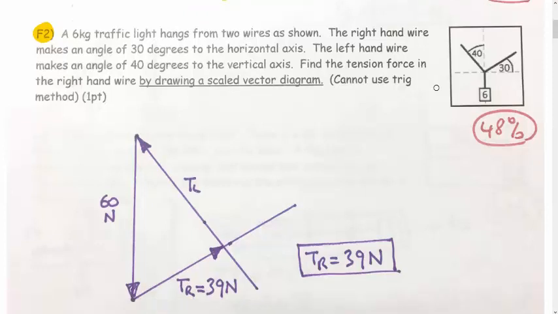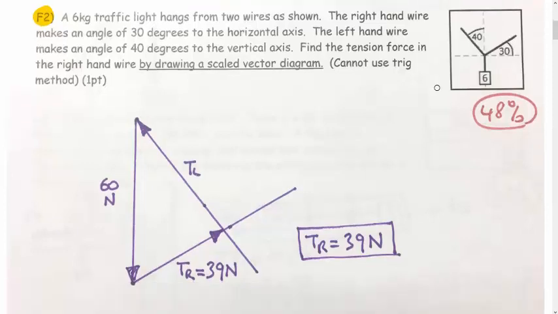In this second question, I'm moving on to the next big challenge, which is basically using Newton's first and second law. In this one, we're going to do a numerical value on Newton's first law. It says a 6 kilogram traffic light. There's my 6 kilograms.